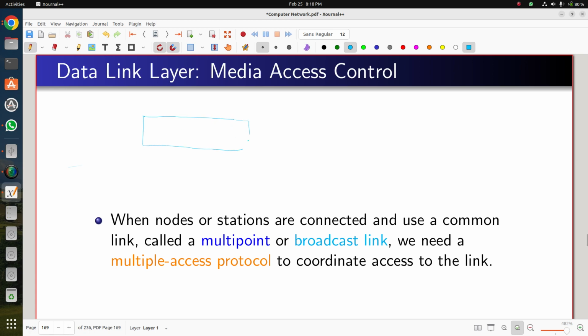Are you able to hear me now? Yes, sir. Okay, so your DLL, this is as per IEEE 802.3 standard.